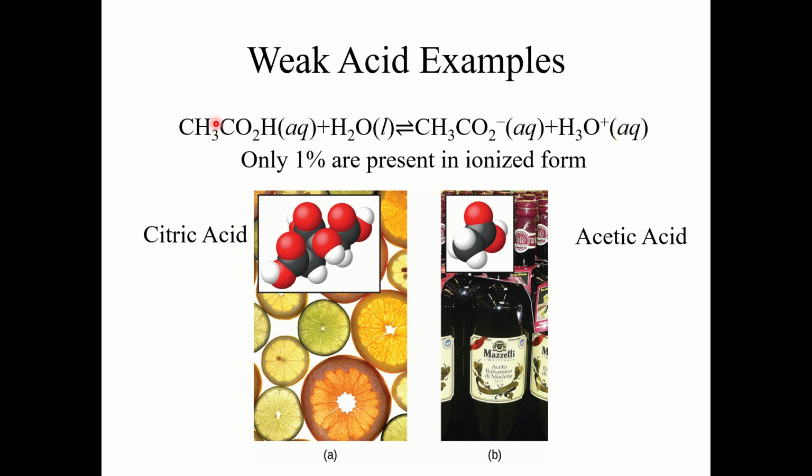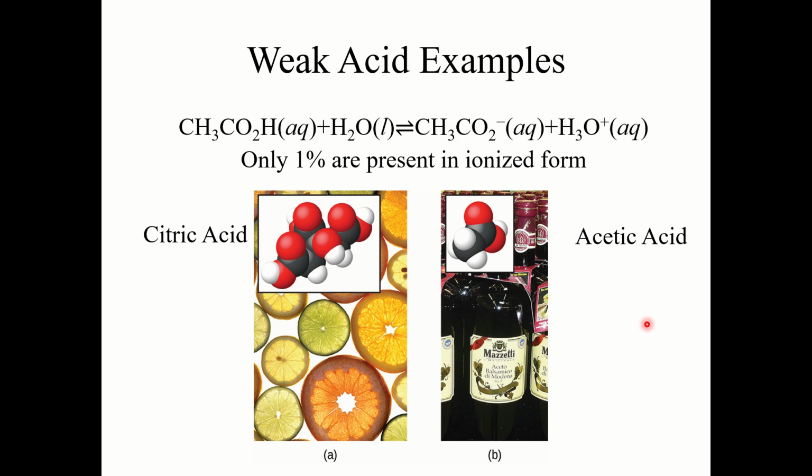So for example, if I had 100 acetic acid molecules and I dropped them in water, only one of those 100 would ionize and form hydronium ions. The other 99 get left behind and stay together as acetic acid. So since acetic acid is a weak acid, it only partially ionizes. In this case, only 1% of acetic acid will ionize and form acetate and hydronium ions.